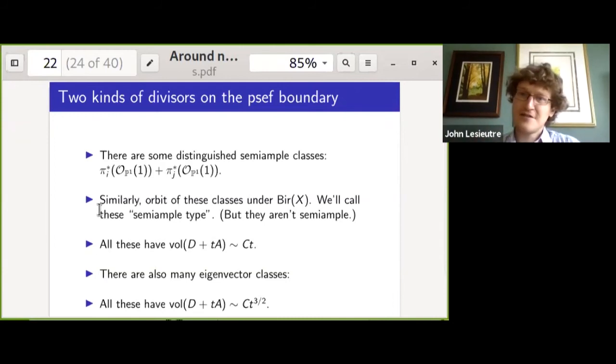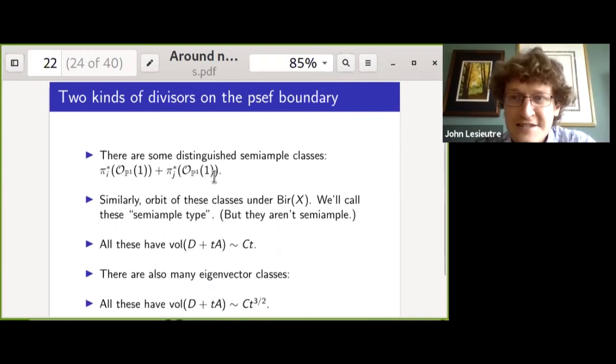Once you have those, you could also start pulling those back under these involutions. So you have the full orbit of these things under pullback by birational automorphisms. I'm going to call those semi-ample type. I threw the type in there because they're not actually semi-ample at all, right? They have base locus along the indeterminacy that you pulled them back by. On the other hand, they're pretty well behaved. So these are semi-ample. It's easy to figure out how H0 or volume behaves.